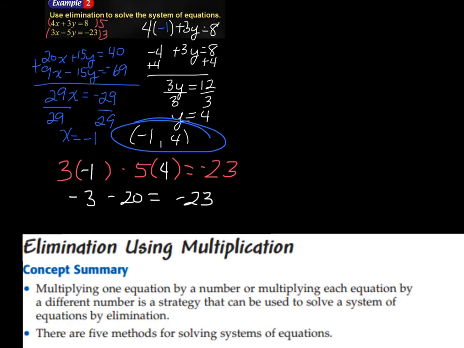Okay, so the big idea for the multiplication method of elimination is you want to multiply one equation by a number or each equation by different numbers so that you can get coefficients that are either the same or opposite. Sames you could subtract, but I chose to do opposites on that example, so we could add, and then we solve just like we did in the last lesson.